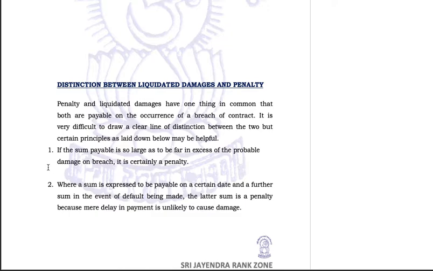It is very difficult to draw a clear line of distinction between the two, but certain principles as laid down before may be helpful. If the sum payable is so large as to be far in excess of the probable damage on the breach, it is certainly a penalty. If the sum prefixed in the contract is far more than the reasonable damage, it is called a penalty. Where a sum is expressed to be payable on a certain date and a further sum in the event of default being made, the latter sum is a penalty because mere delay in the payment is unlikely to cause damage.